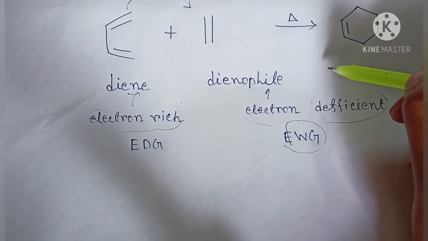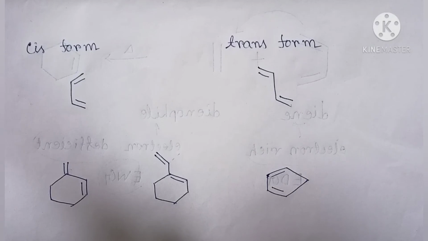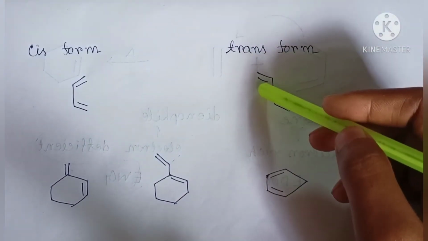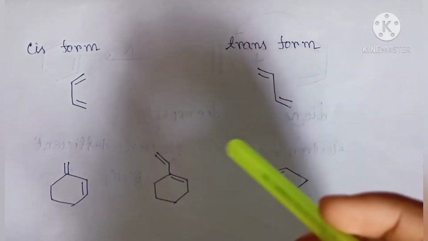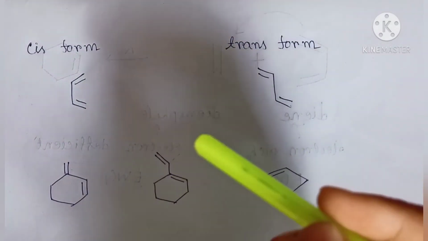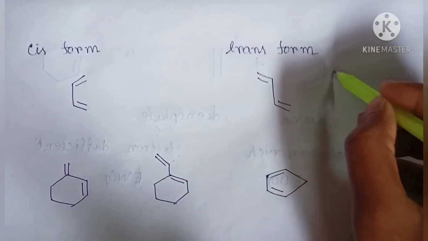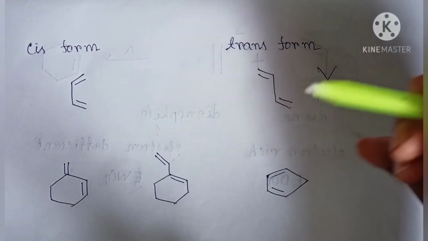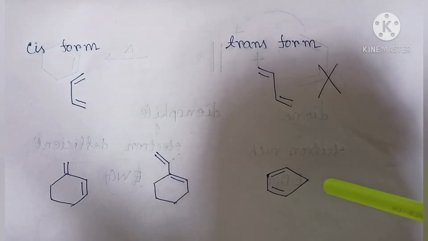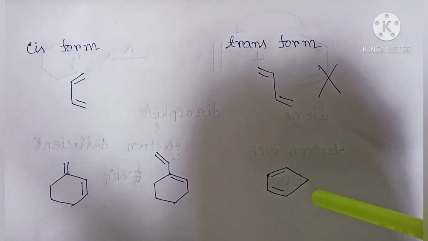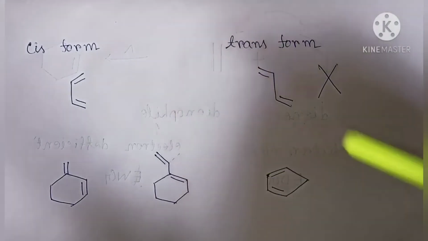Now let's look at factor number 2, the cis and trans forms of the dienes. The diene should always be present in cis form for the Diels Alder reaction. The trans form of the diene would not be able to react in Diels Alder reaction. Now let's look at the following examples of dienes. Which of the dienes will react in Diels Alder reaction?